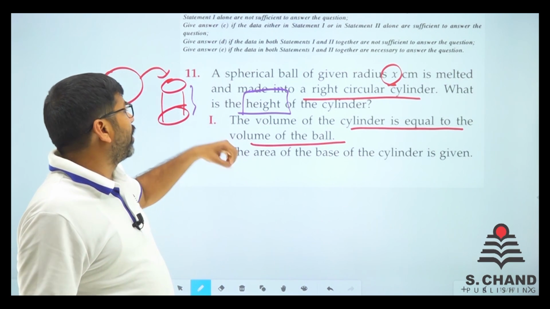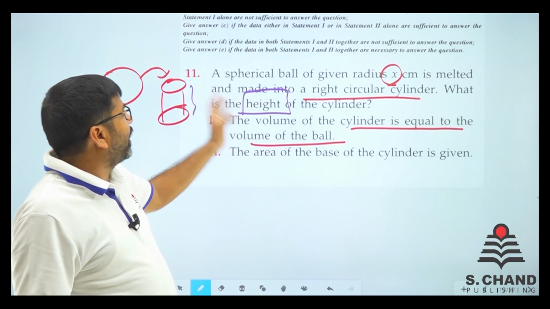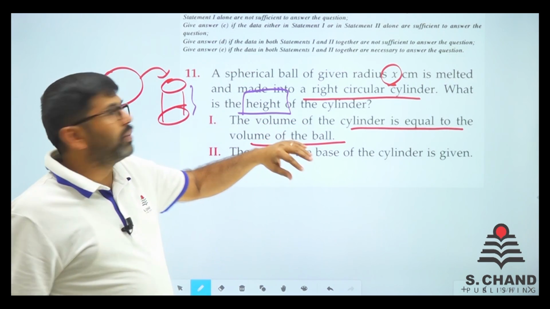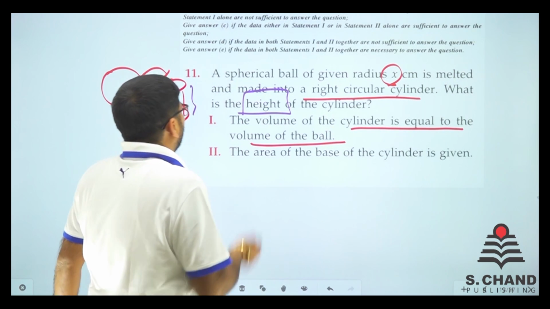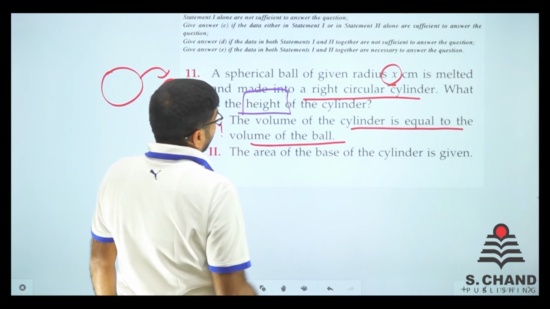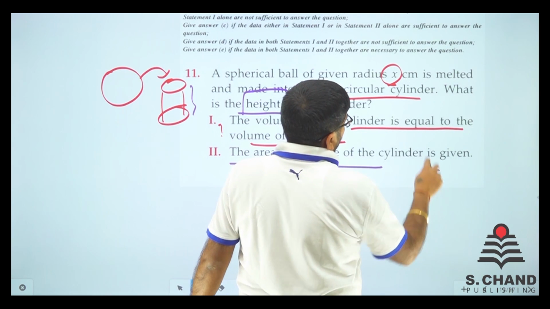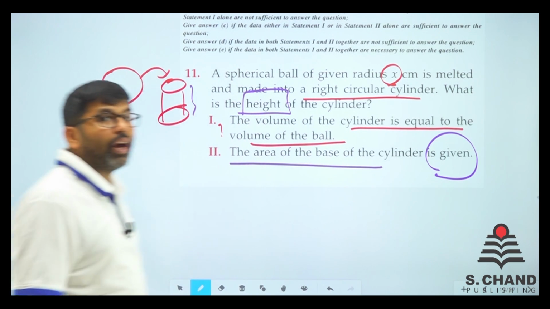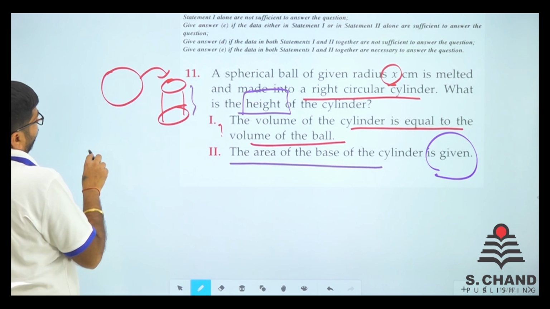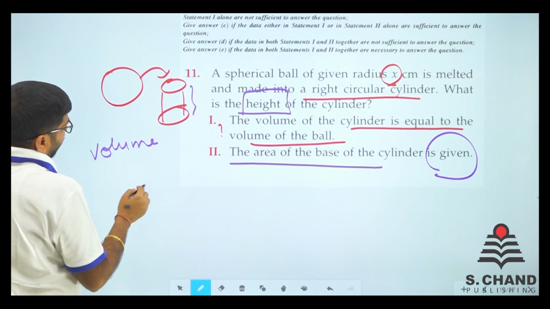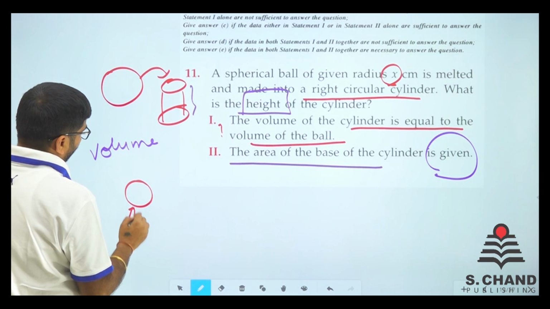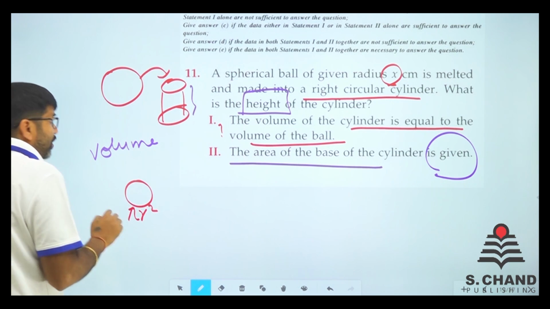The volume of the cylinder will be equal to the volume of the ball, because the spherical ball is converted into a cylinder. So I don't think this is a thing. The area of the base of the cylinder is given, right? So if we know that the volume, in any case, will be the same, and the area of the base, pi r square, is given.